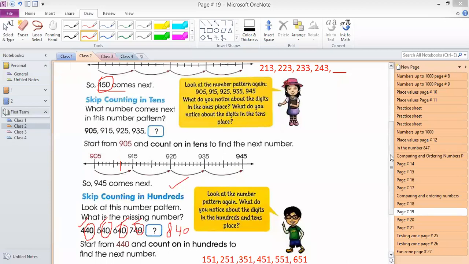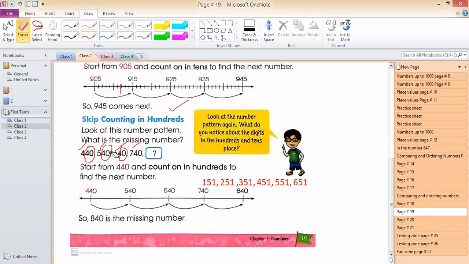Very good. And skip counting in hundreds. Skip counting in hundreds is very similar to skip counting in tens, guys. Because you are skip counting in hundreds, you don't need to worry about the ones and the tens. You will have to concentrate only on hundreds, because the ones and tens positions will not change. Their numbers will not change. Look, this is also 40. This is also 40. All are 40. After 740, there will be 40 also on the ones and the tens place. 40, 40, 40, and so on.